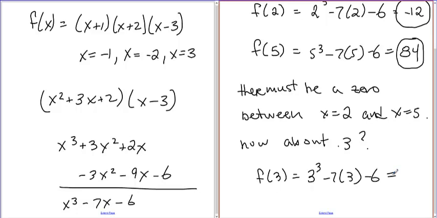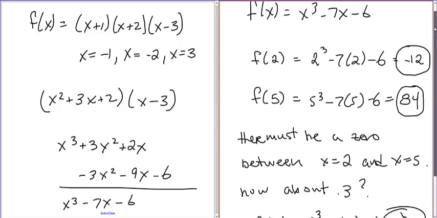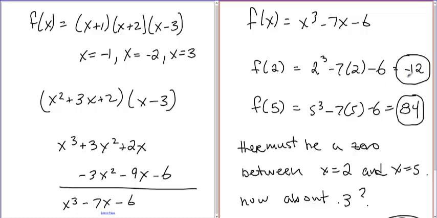Did I do something wrong? Yeah, I did. 3 cubed minus 7 times 3 minus 6. I'll get it right one of these days. I get 0. Now in this case I just got lucky. But I'm assuming that I don't know any of this. I just used this to come up with a problem to show you. So that's the intermediate value theorem.